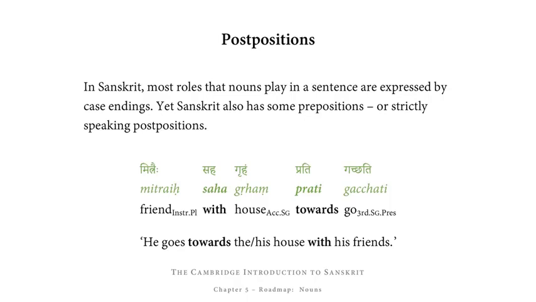And then finally, the same thing applies to friends with, mitraiḥ saha, which would have to mean with friends, with his friends, with her friends, again with a changed word order, not friends with, but with friends, and again with something more specifying inserted in between, with his friends, with her friends, and so on.